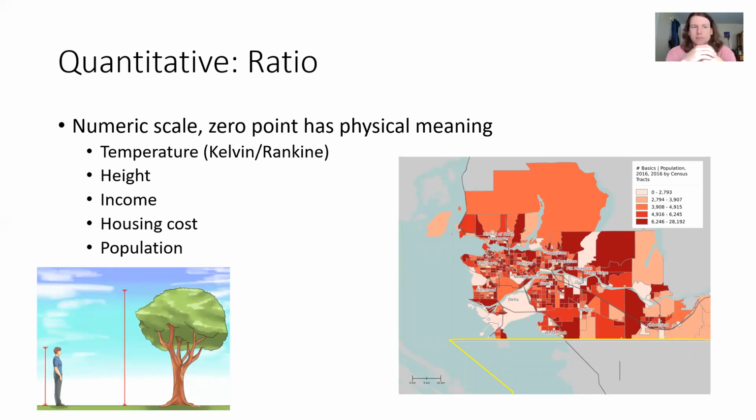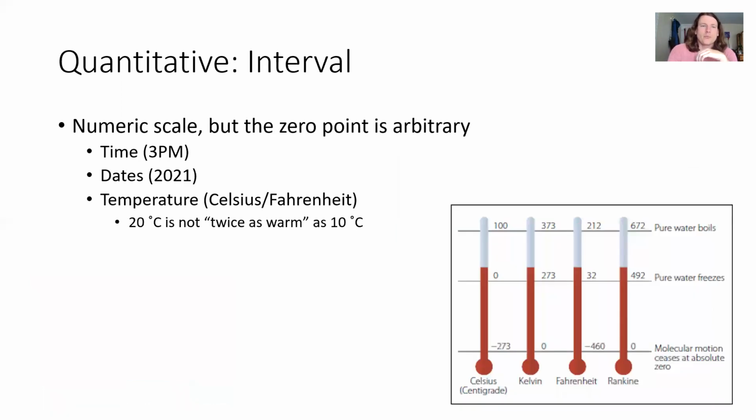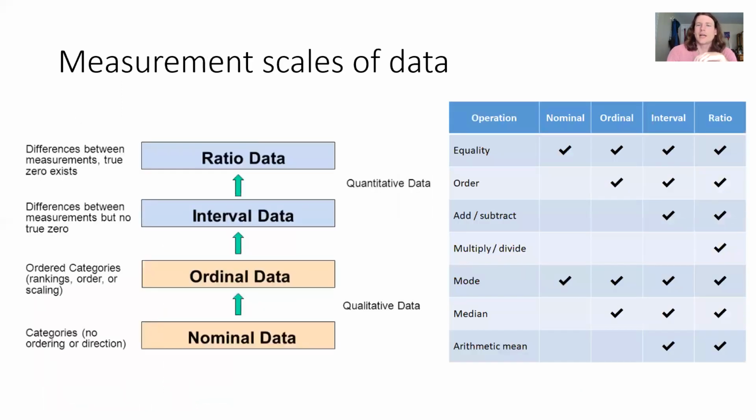Same thing with income. If the income is 0, it is no income at all, and it goes up from there. Housing cost, the cost of a house starts at 0 and goes up. Population, you can start at 0 people and you can go up from there. So with ratio data, you can do the full suite of mathematical operations. If you look back to that table on this slide, right? So with ratio data, you can do everything. With interval data, you cannot multiply and divide, and that's the key distinction there.